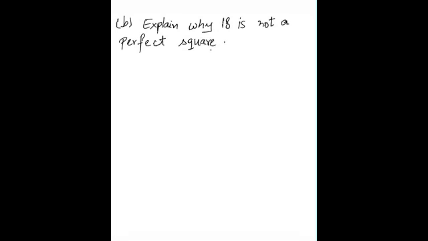Now B part says: explain why 18 is not a perfect square. In order to do that, we need to do the factors again.